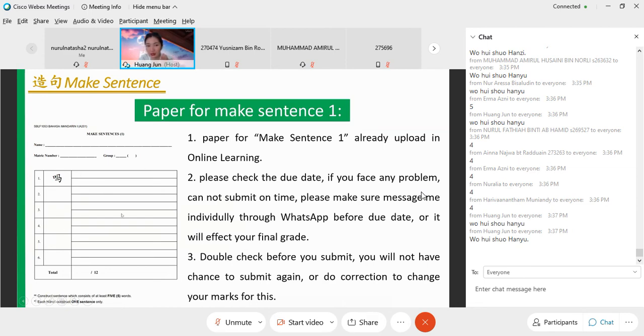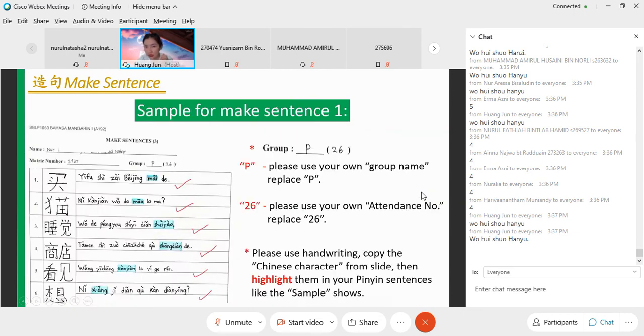So on the right side is the place you have to write your sentence. Then sample for make sentence, so follow the example I show you. Use make sentence paper 1. Write your name, metric number, group. Our group is group G. Then here you write number, attendance. I already listed the information. Write your Chinese characters by handwriting. This is from my students last semester. Okay, so make sure your handwriting is clear.